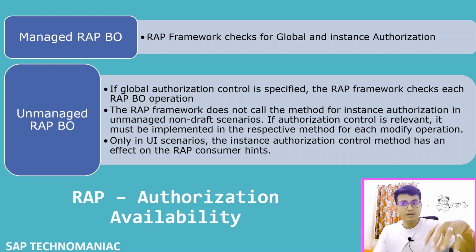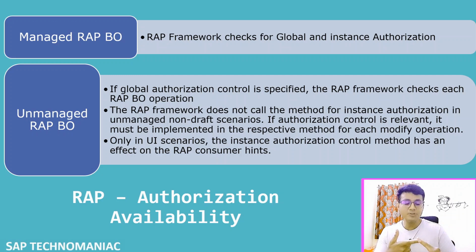Now, how is this authorization available in each of the managed, unmanaged, projection BO or draft scenarios? In a managed BO you define the global and instance authorization, you implement it in the behavior pool, and it will be called automatically without any issue. But in an unmanaged BO, if you define the global authorization, it will simply call the global authorization. But the most important thing: in an unmanaged RAP BO, if you define the instance authorization, that instance authorization will not be called during update and create operations.